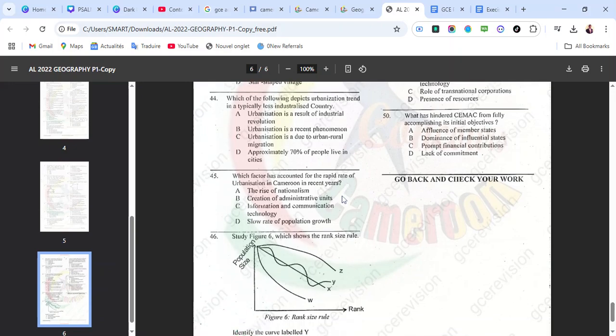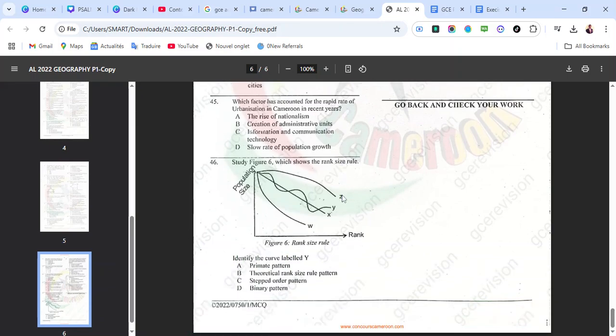Which factor has accounted for the rapid rate of urbanization in Cameroon in recent years? Correct answer is B, which is creation of administrative units. Study figure 6, which shows the rank size rule. Identify the curve labeled Y. So the correct answer for 46 is C, which is stepped order pattern.